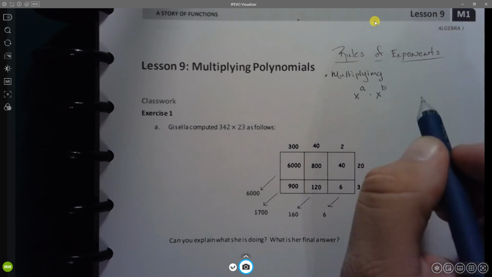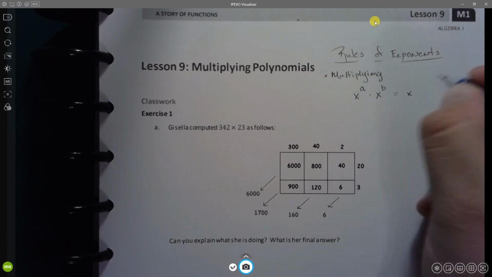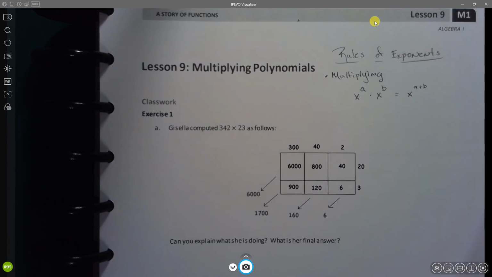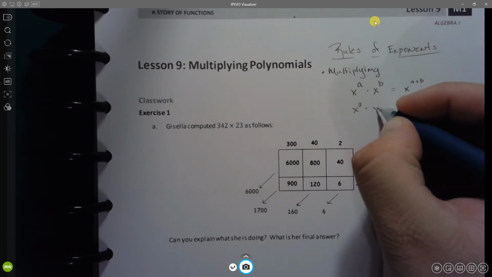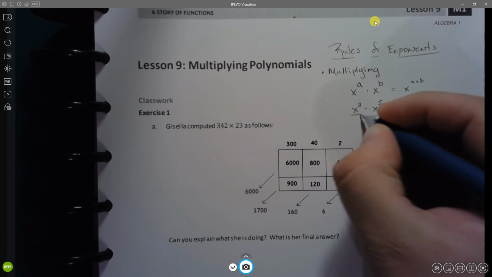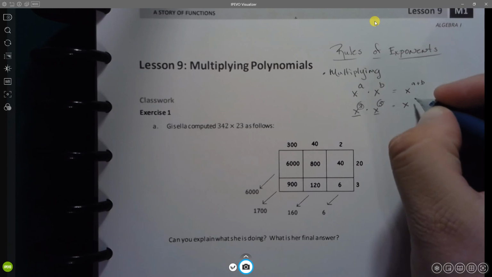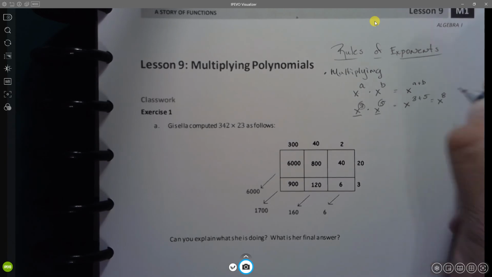According to the rules of exponents, when you are multiplying, you keep the same base, but you add the exponents, so a plus b. So x to the a times x to the b equals x to the a plus b. For an example, if we have x cubed times x to the fifth, we keep the base of x, and we add the two exponents of 3 and 5. 3 plus 5 equals x to the 8th power.